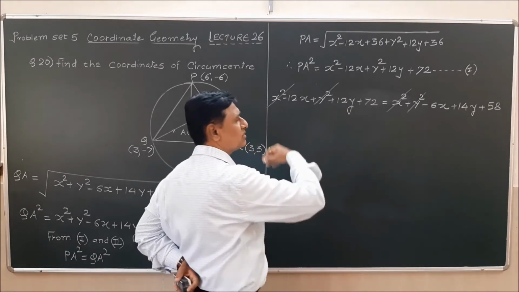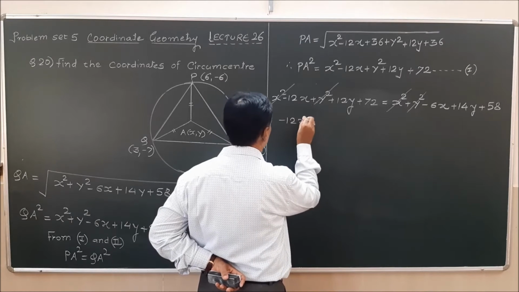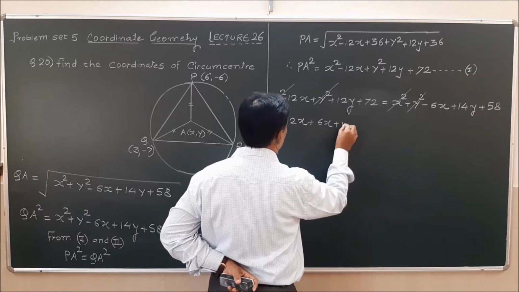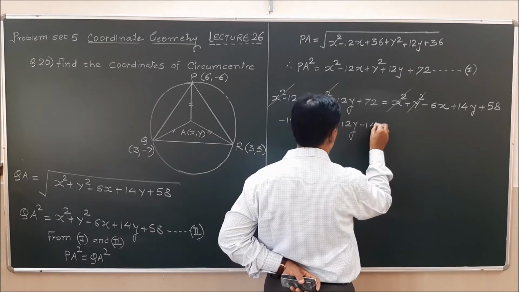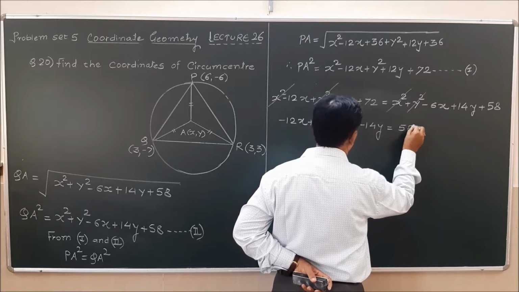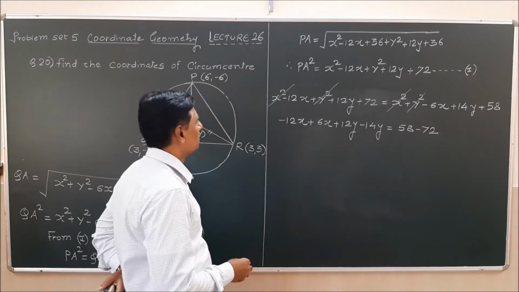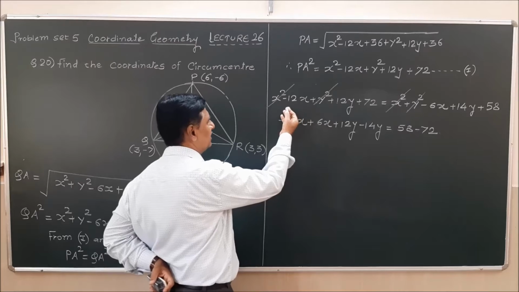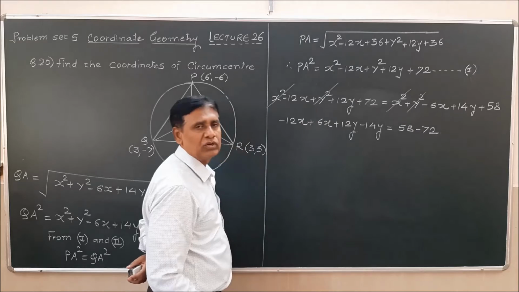Now transfer all the terms to the left hand side. You will get minus 12x along with plus 6x, plus 12y along with minus 14y. Very important, that is equal to 58 minus 72. Please note this carefully. x square cancels, y square cancels, we get minus 12x plus 6x plus 12y minus 14y.